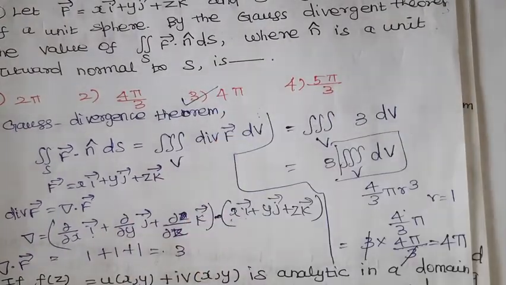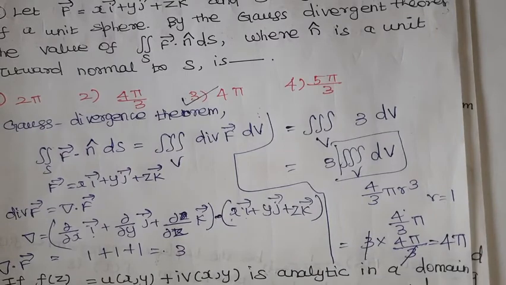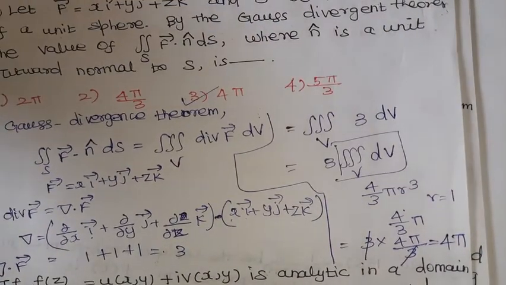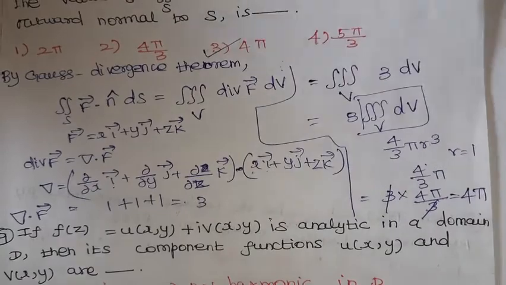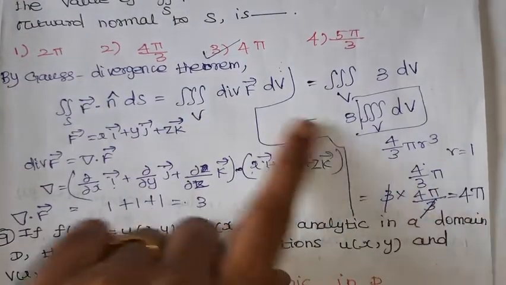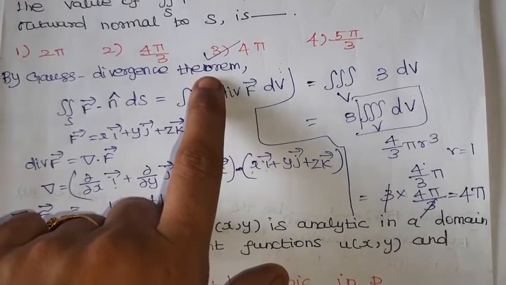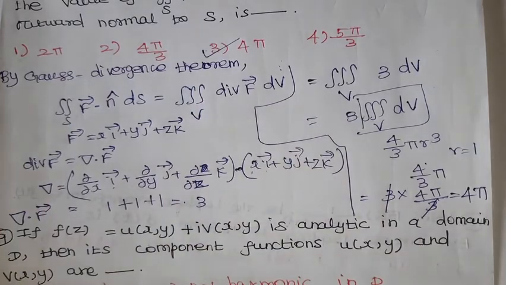Option 3 is the correct option for this problem. 4 pi is the correct option. So next, let us move on to the next problem.